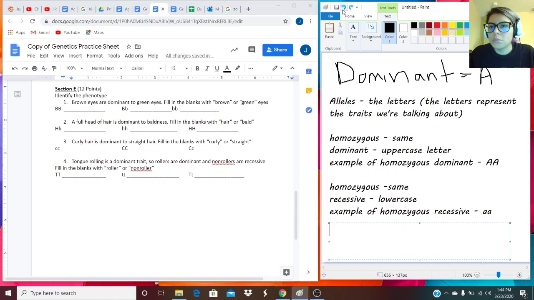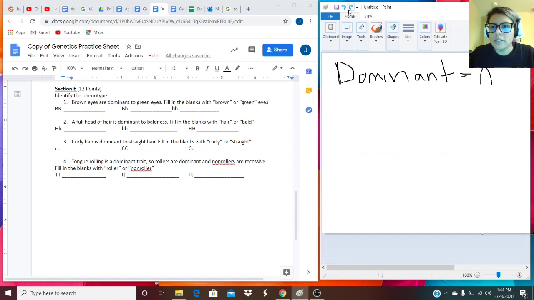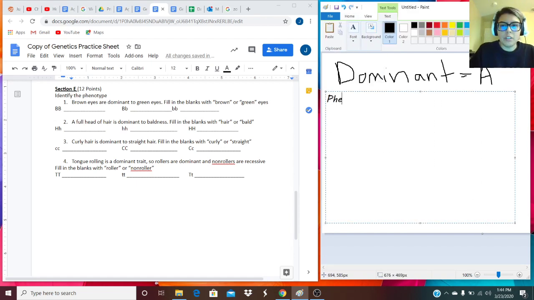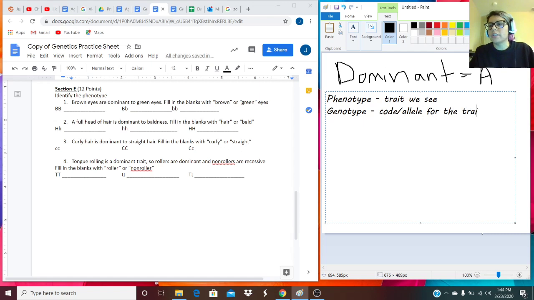Now, let's go ahead and talk about this word phenotype. If you read the critical reading, this shouldn't be anything new. But remember, a phenotype is a trait we see. Genotype is the code, or allele, for the trait. All right, example.